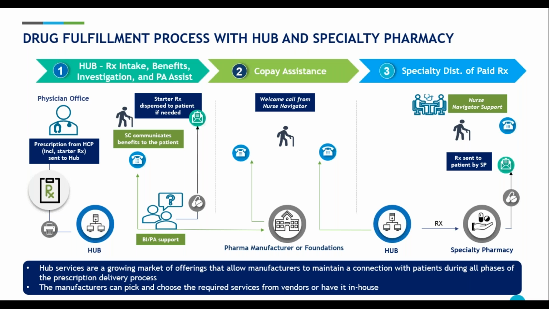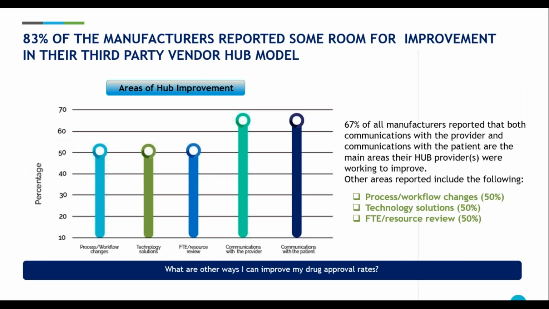In a recent survey that was conducted, what we see is that even with hub, 83% of pharma manufacturers are not happy with the third-party vendor hub provider model. The biggest concern they have been seeing is that the hub has been facing challenges in communicating with the providers and patients on time. 67% of them feel that's the biggest concern with the current hub model. Because of these issues, there have also been some gaps in the process flow or workflow changes, and that is room for efficiency that they see.